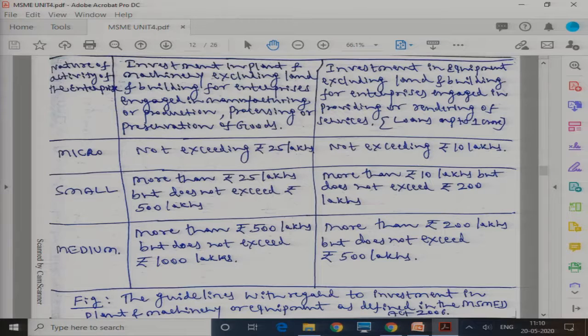so the investment should be 25 lakhs, or for a small it should be less than rupees 5 crore, and for a medium it should be less than rupees 10 crores.